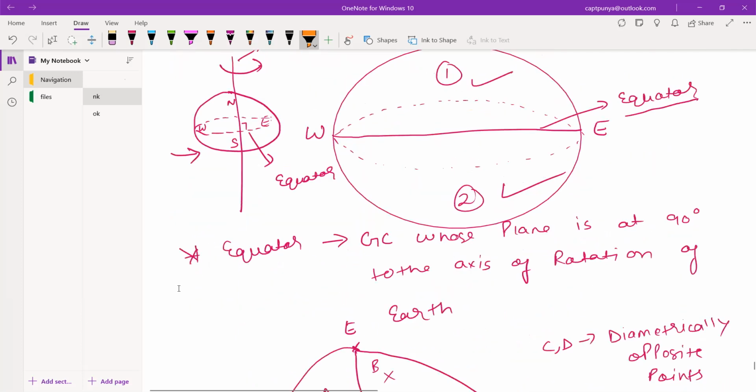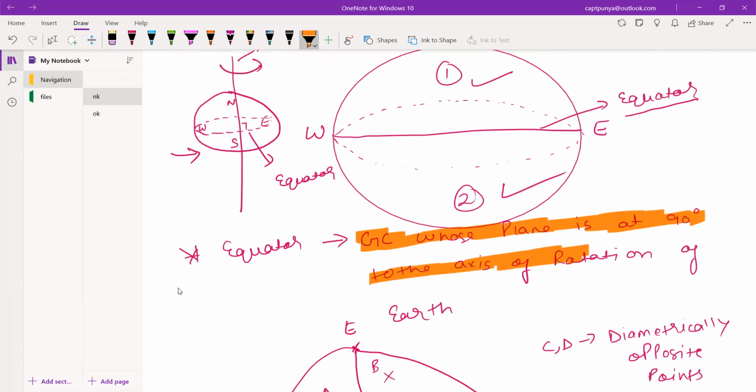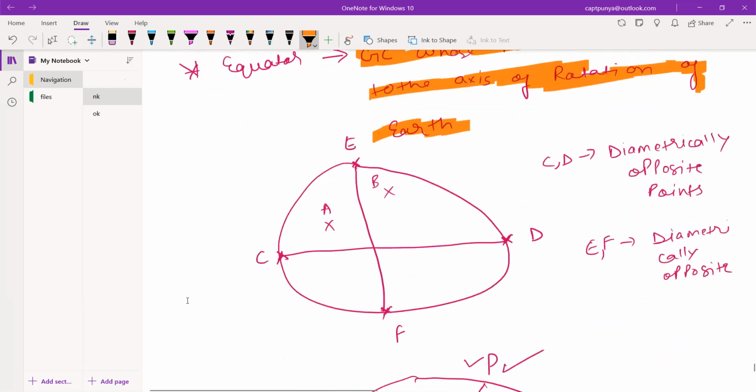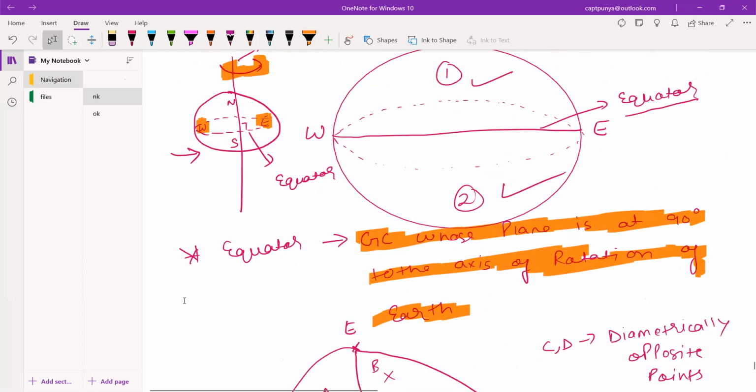Now, guys, have a look here. If you talk about equator, I have told you it is a great circle whose plane is at 90 degree to the axis of the rotation of the earth. So this was the axis of rotation of the earth, and this is your equator which is lying in the east west direction. Okay, so this is a great circle because it is dividing earth into two equal hemisphere, and it has the same center and the radius as that of the earth.